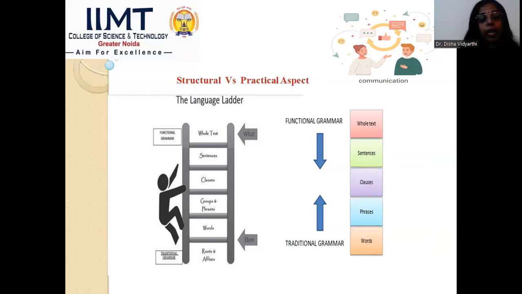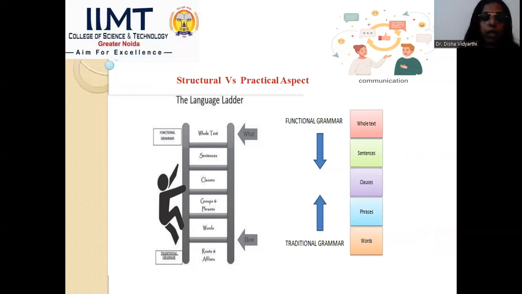On the contrary, in functional grammar, if you can see on the screen on the other side, you will say the flow is down. It means the primary concern in functional grammar is the whole text. The comprehension is important. The whole text is important. The meaning is important. The meaning which is derived by the listener and the writer or the speaker is more important. So it is the downward motion.